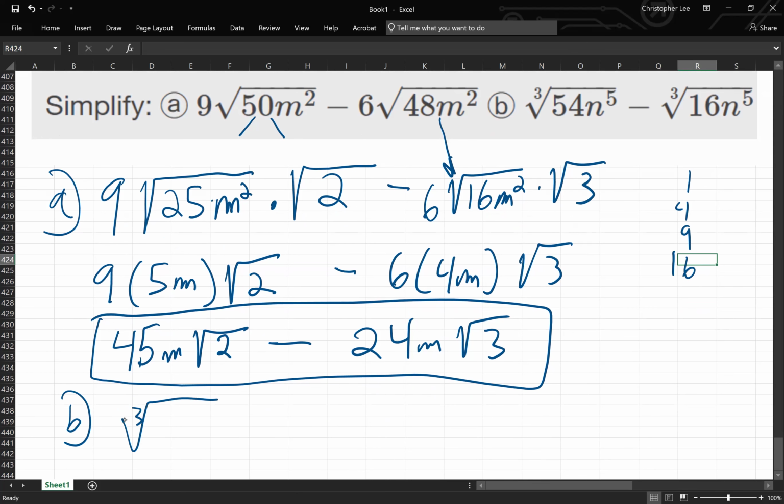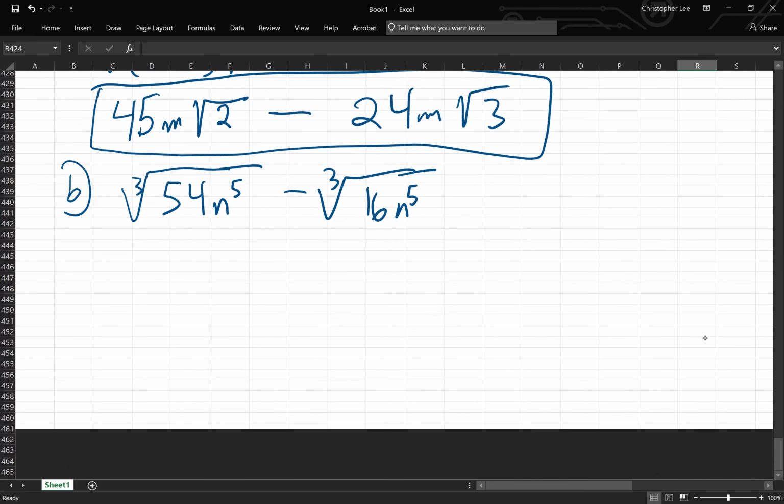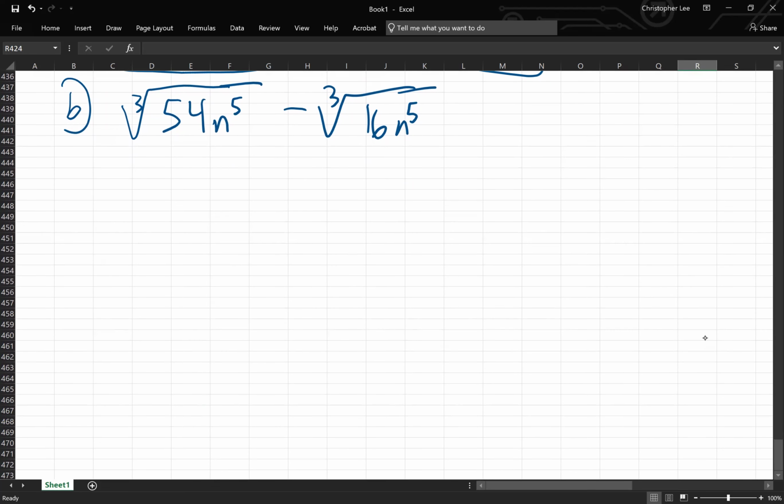This is the cube root of 54n to the fifth power minus the cube root of 16n to the fifth power. Try it out. Remember, simplify it first and then subtract.